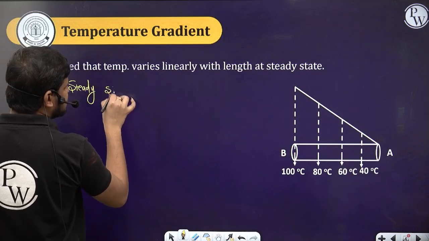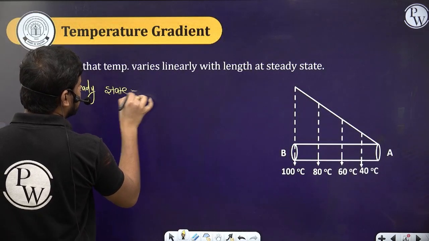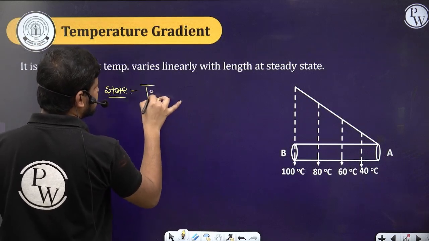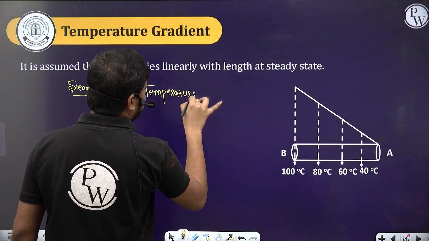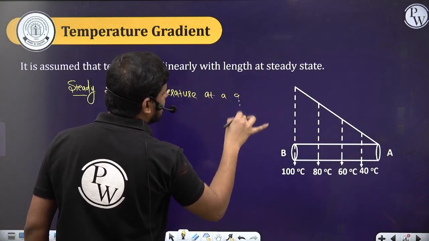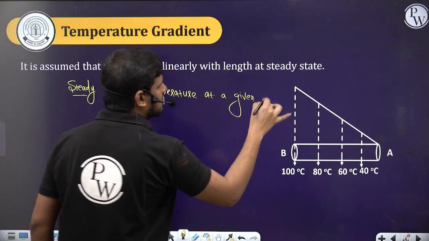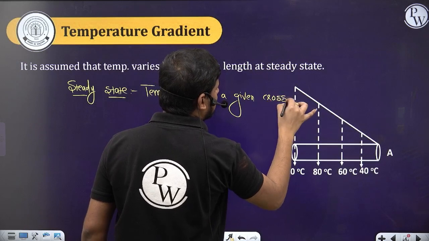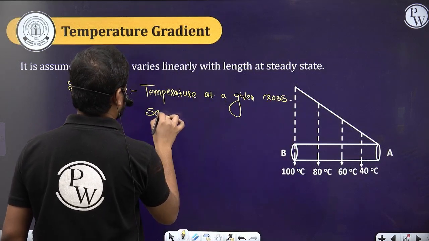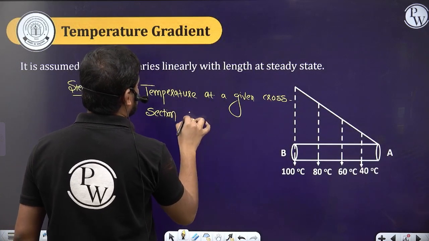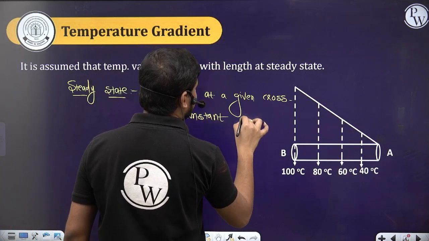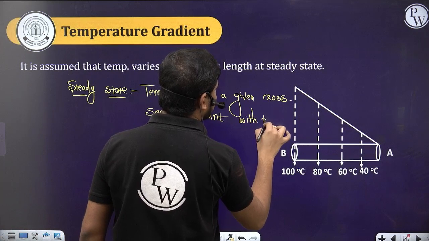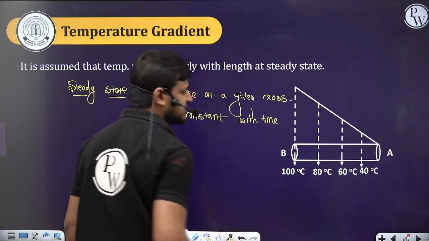So the steady state is nothing but the temperature at a given cross section being constant with time. So it will not change with the time. So that is called the steady state.